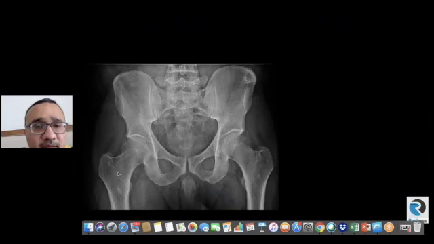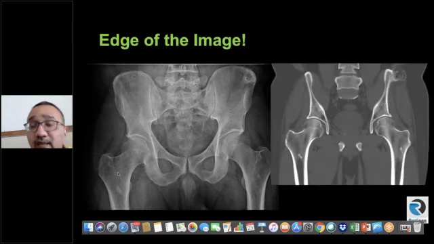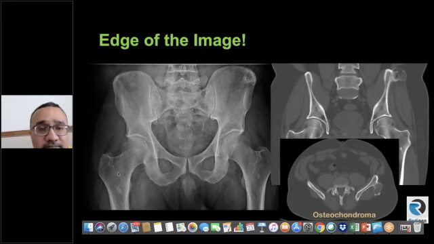The next case, comparing the right side with the left side, you can see an exophytic lesion, or you can say a polypoidal ossified lesion arising from the left iliac crest. Again, it's at the margin, so it's quite obvious, but you have to make a habit of looking at the margins of the image, and then you can see the CT demonstrates it's an exophytic lesion with corticomedullary continuity. It's an osteochondroma.